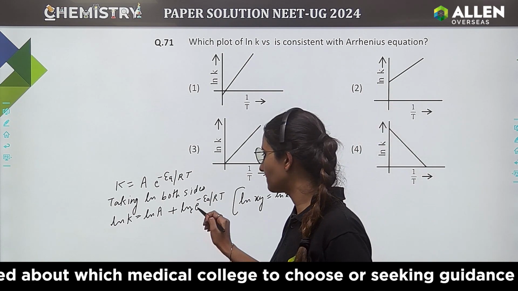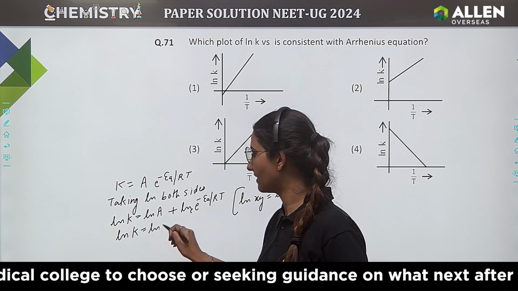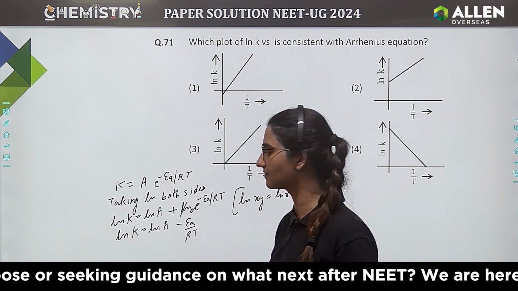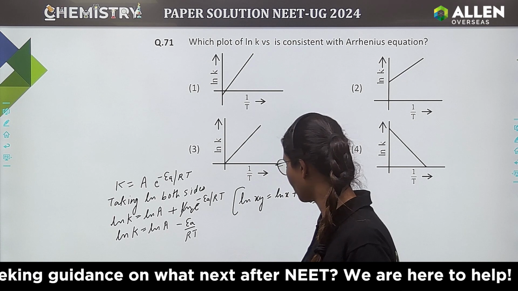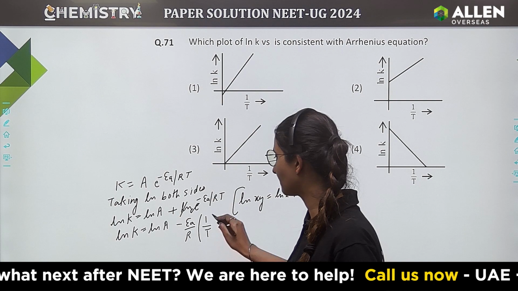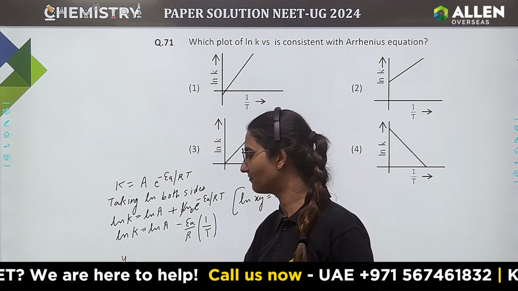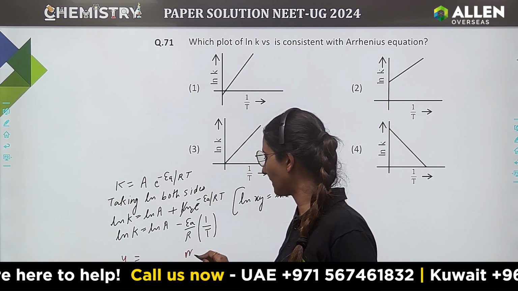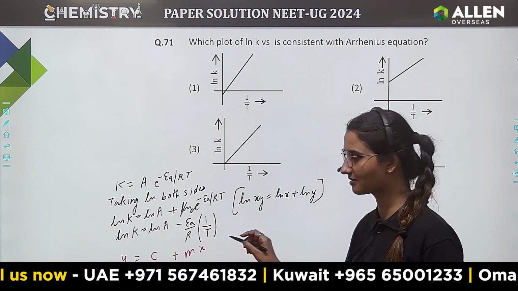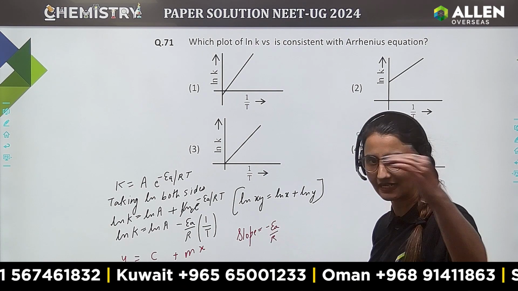And ln also has base e cancelled. So it will simplify as ln k is ln a minus Ea by RT. ln and e cancel. So what I am plotting, dear students, is ln k with 1 by T. So if this is my y, this will be your mx, this will be your c. So what is slope? Slope is minus Ea by R, negative slope.